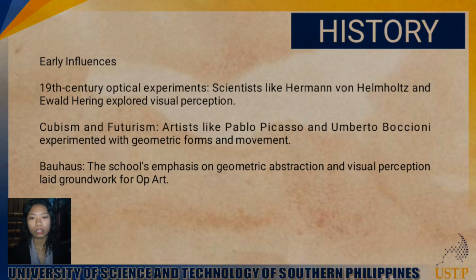During the 19th century, in optical experiments, scientists like Hermann von Helmholtz and Ewald Hering explored visual perception. In Cubism and Futurism, artists like Pablo Picasso and Umberto Boccioni experimented with geometric form and movement. The Bauhaus school's emphasis on geometric abstraction and visual perception laid the groundwork for op art.